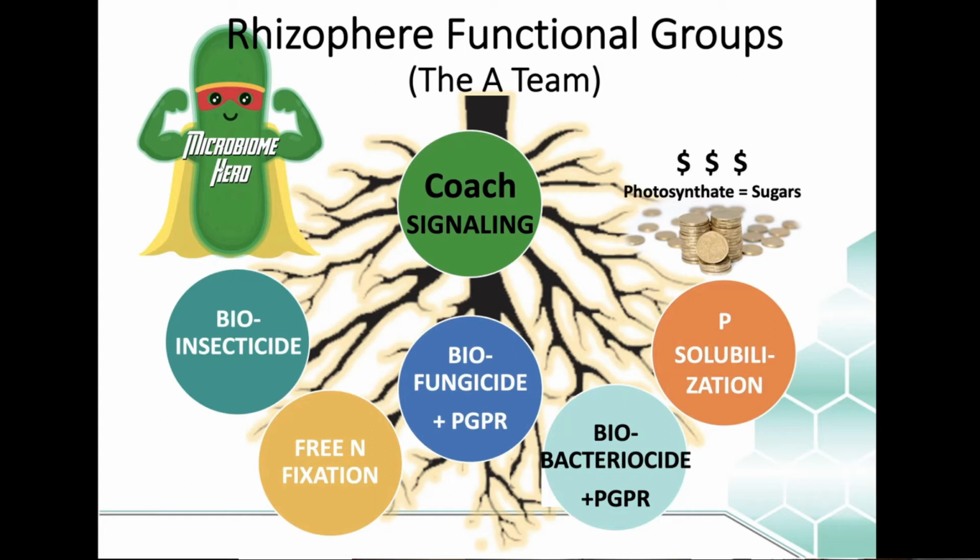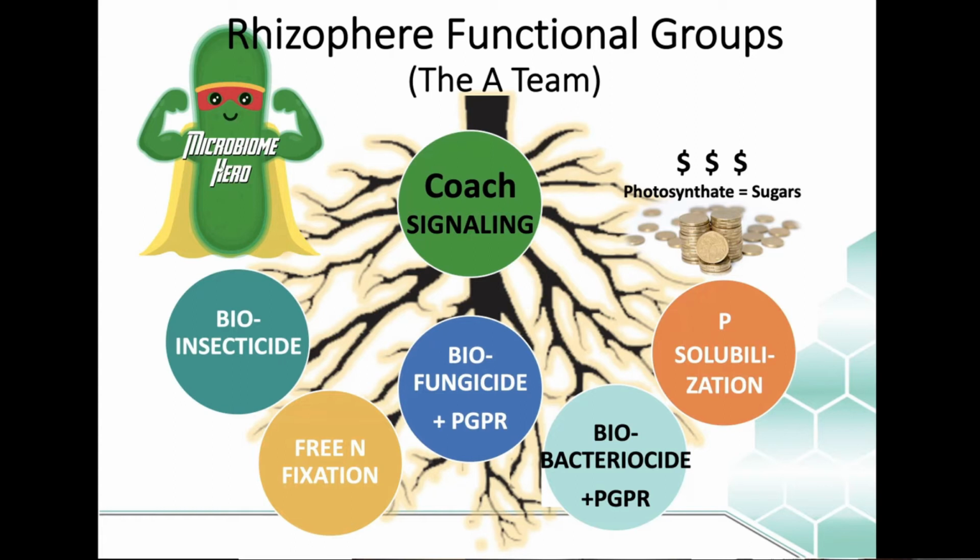So typically the functional groups of microbes that we've so far identified in the rhizosphere are microbes specifically focused to keep insects out. So they produce peptides to keep insects out of the rhizosphere. Microbes that are nitrogen binders, fixing nitrogen and feeding it to the plant.